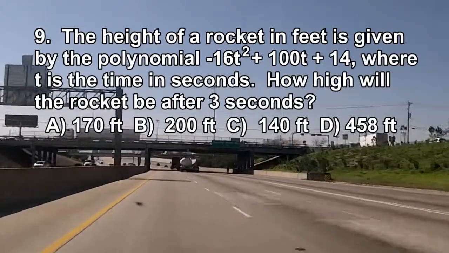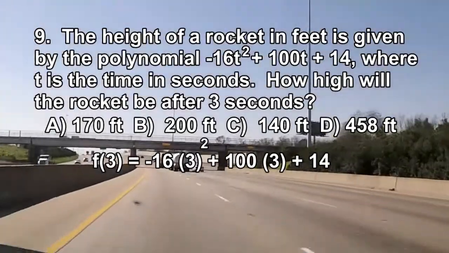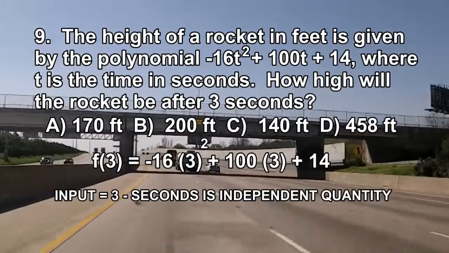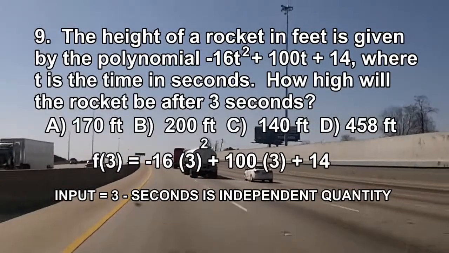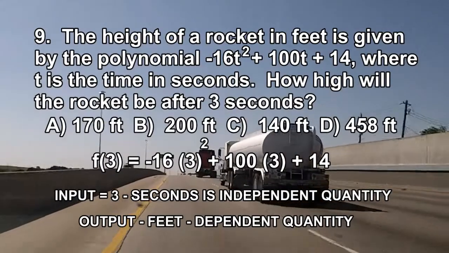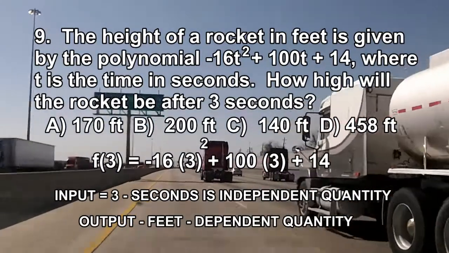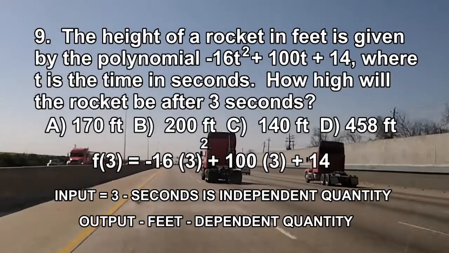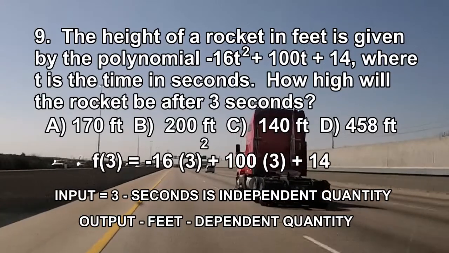To get this answer, we'll need to input 3 or find the function of 3. And remember that our input would be 3 seconds. The seconds would be the independent quantity. Our answer is going to be how many feet, which would be the output, which would be the dependent quantity. So in this problem, the height of the rocket would depend on the number of seconds it's in the air.